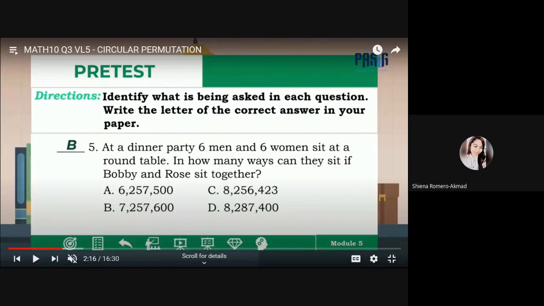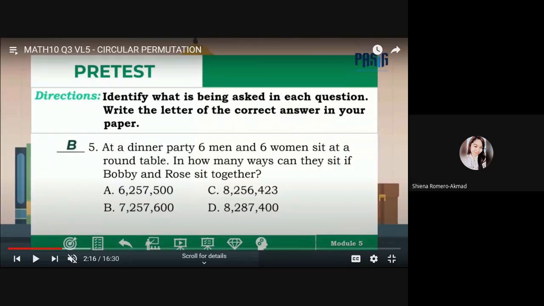Yung case number 1, when an element must be placed in a specific position. So case number 2, if there are 2 or more elements that must be grouped together. At meron kayong makikitang word na must and if pag may mga conditions. And yung number 3 naman, yun yung 2 or more elements must not be grouped together.